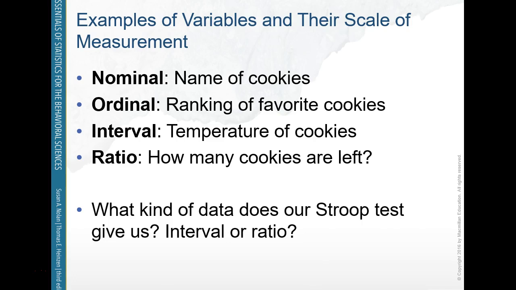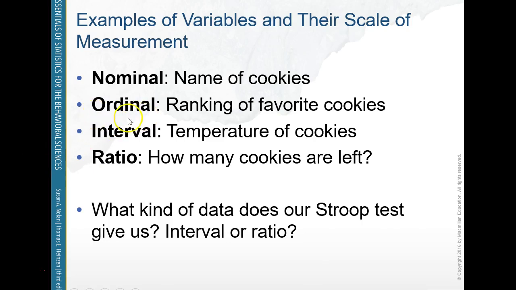So if we were looking at examples of variables and their scale of measurement, if we wanted to do a cookie study, because of course, who wouldn't want to do a cookie study? I might ask you, what is your favorite type of cookie? That would be measuring that variable on a nominal scale, because you would give me a name. You would say, my favorite cookie is Oreo or Chips Ahoy or oatmeal raisin, and we'd be getting named category data.